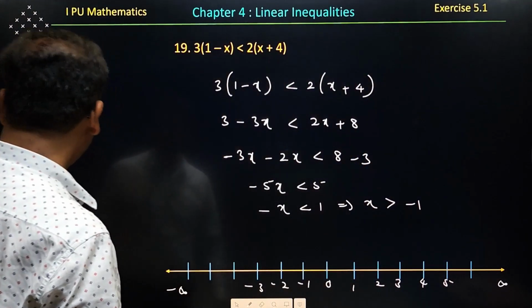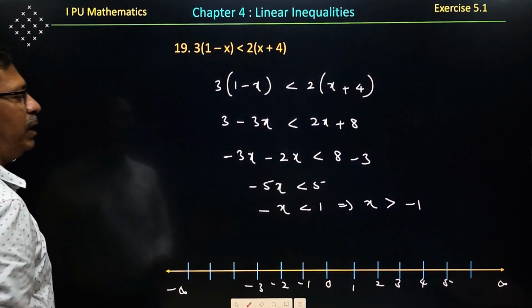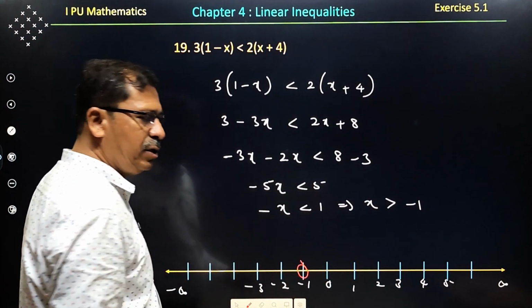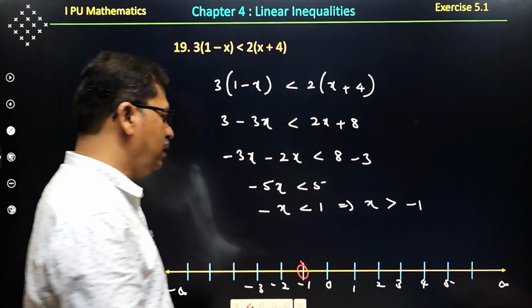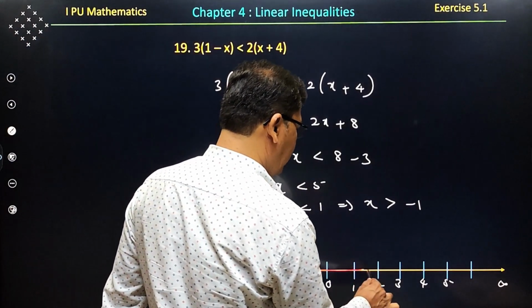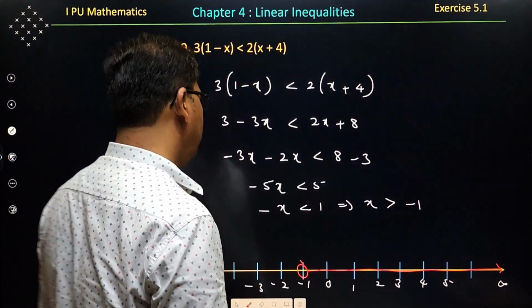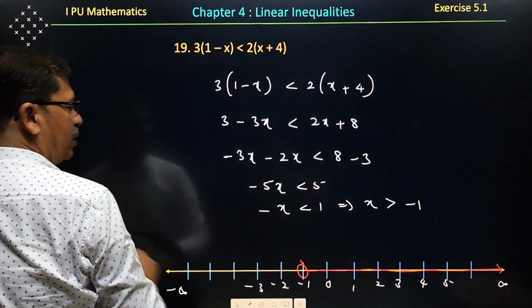Please concentrate, students. Greater than minus 1. Where is the minus 1? Here is the minus 1. You have to exclude it. So you show a hollow circle here, and then all the values on the right side. Greater means all the values on the right side up to infinity. So the solution is here only, I have to include.